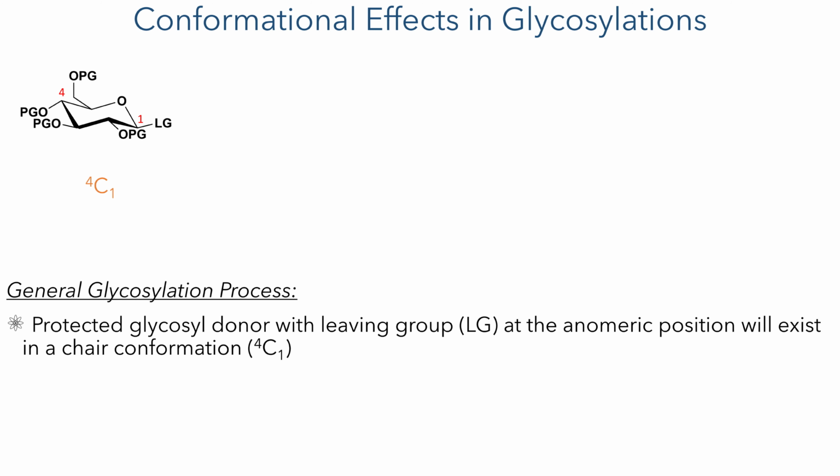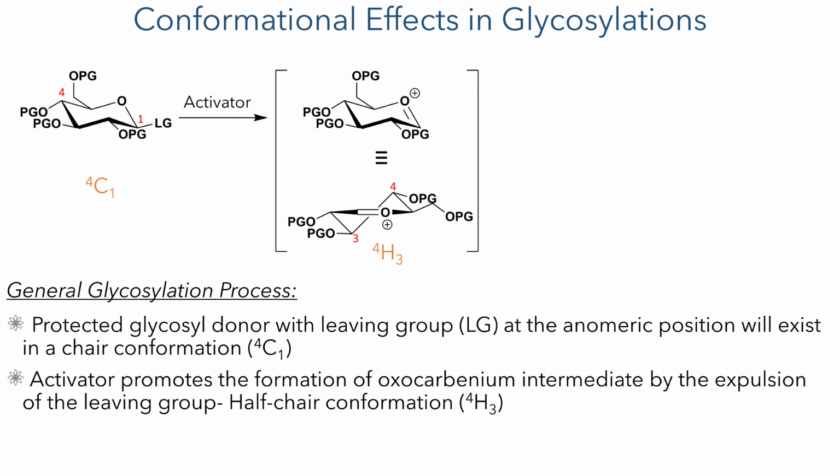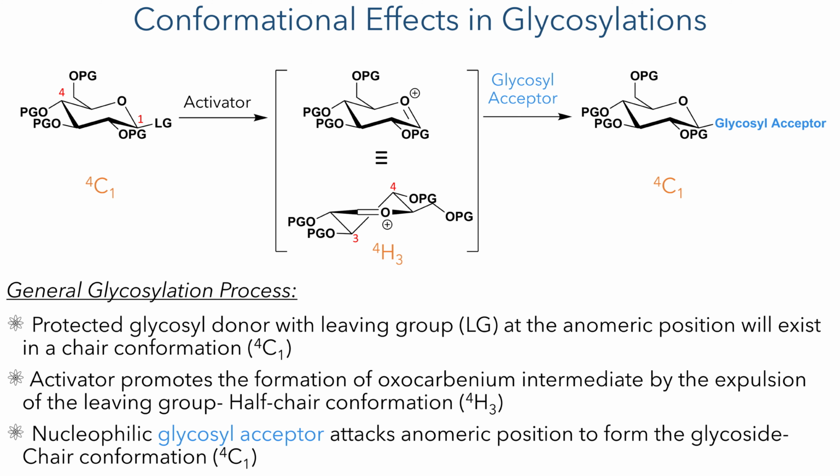This glycosyl donor will typically exist in the chair conformation, known as 4C1. The C denotes a chair conformation. The superscript 4 and the subscript 1 show that the conformation has the 4 carbon higher than the 1 carbon. To perform the reaction, an activator is then added, which promotes the leaving group to leave the molecule, and this generates an oxocarbenium intermediate. This will exist in the half-chair conformation, which is here named 4H3. The glycosyl acceptor will then add to the anomeric position to form the glycoside, which reverts back to a 4C1 chair conformation.